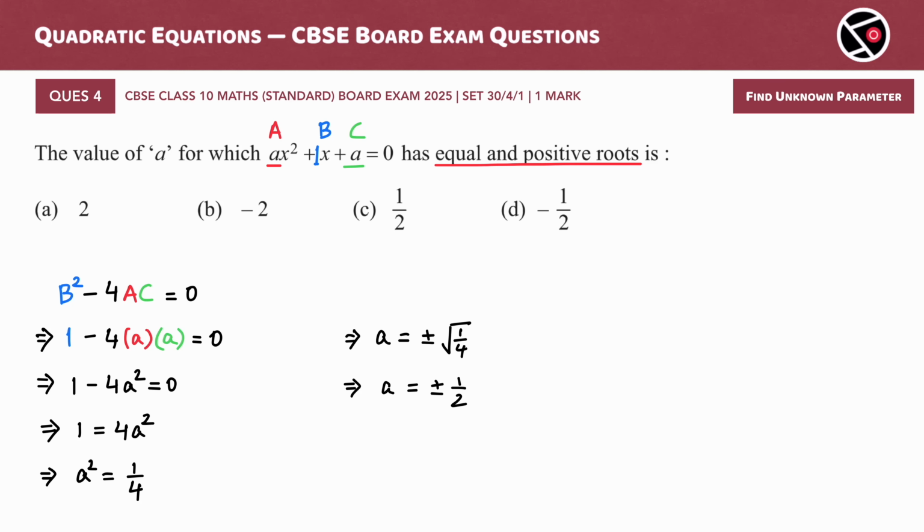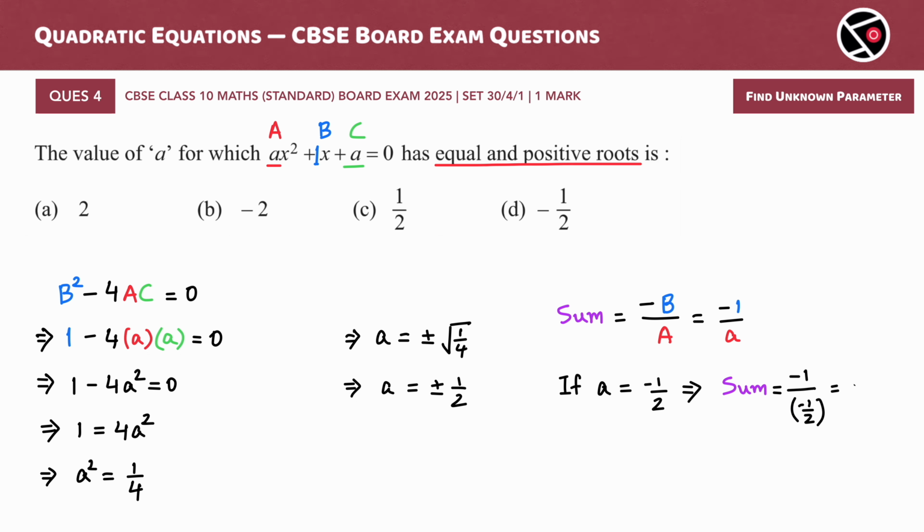Remember, the roots of the equation are positive. The second condition. Now, if the roots are positive, the sum of these roots should also be positive, right? Sum of the roots is minus b over a, which is minus 1 over a. Notice the negative sign. For the sum to be positive, we need one more negative sign. That means a must be negative. When a is minus 1 over 2, sum is 2, a positive number. So the value of a is minus 1 over 2. D is our choice.